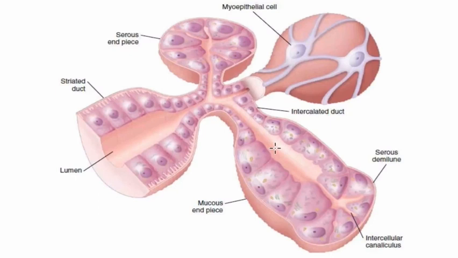In the submandibular and sublingual glands, we have both serous and mucus cells. We call this characteristic pattern mixed. The mucus end pieces are capped by serous cells, which we call demilunes.